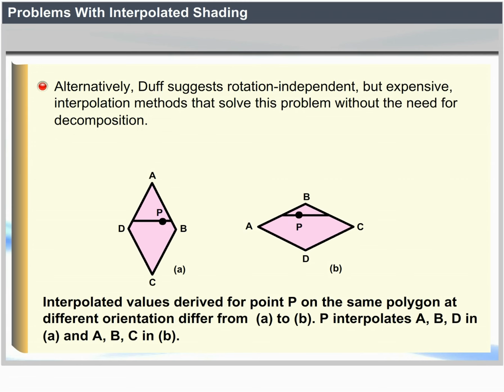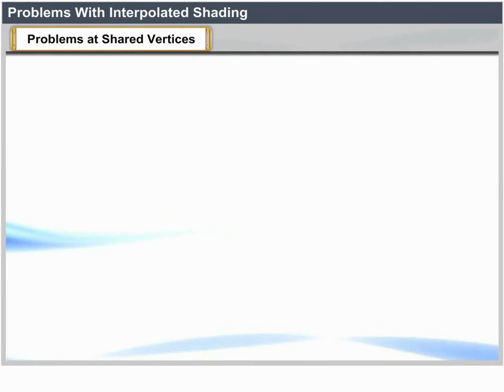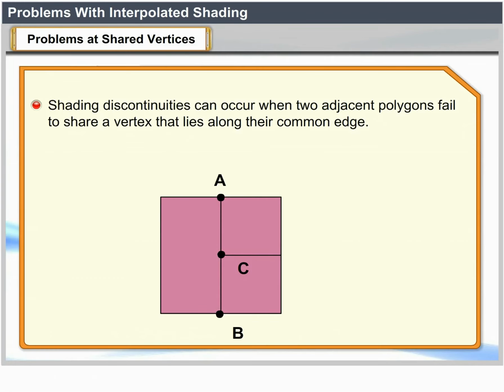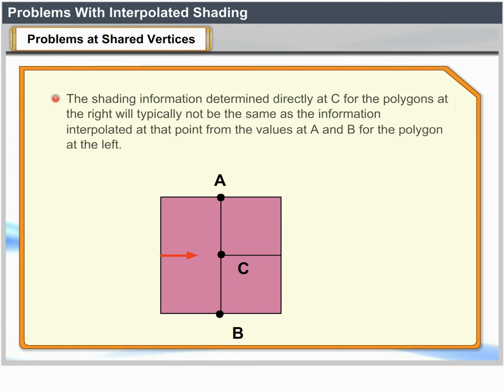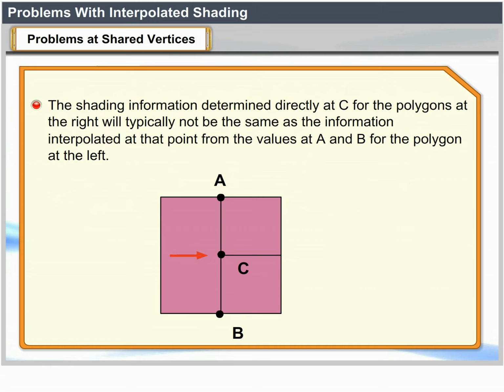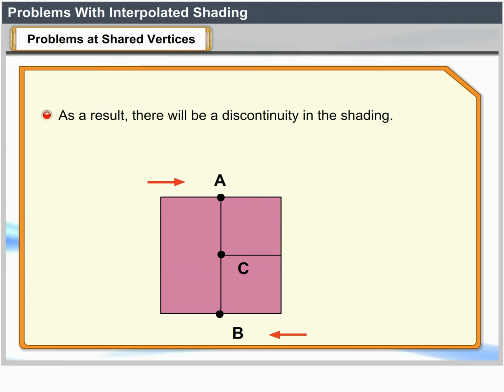Problems at shared vertices. Shading discontinuities can occur when two adjacent polygons fail to share a vertex that lies along their common edge. Consider the three polygons of this figure, in which vertex C is shared by the two polygons on the right, but not by the large polygon on the left. The shading information determined directly at C for the polygons at the right will typically not be the same as the information interpolated at that point from the values at A and B for the polygon at the left. As a result, there will be a discontinuity in the shading.